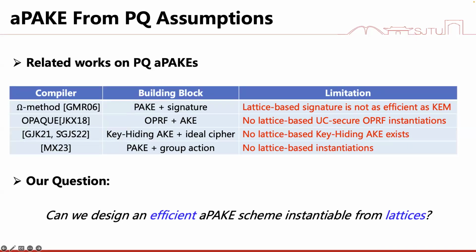However, the last three compilers have no lattice-based instantiations. The first, signature-based compiler can give a lattice-based APAKE scheme, but lattice-based signatures are not as efficient as CAM. So our goal is to design an efficient APAKE scheme instantiable from lattices.